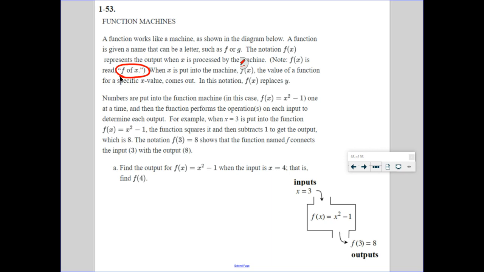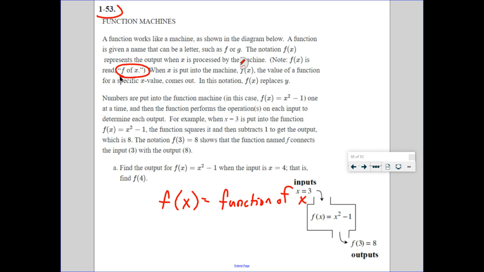Find the output for f of x equals x squared minus 1 when the input is 4, or x equals 4. That is, find f of 4. So on your paper, please write this down. This is problem 153. I would expect you to write, first of all, f of x equals, this would have been an important thing to write down. F of x is read as function of x, right? Write those down.